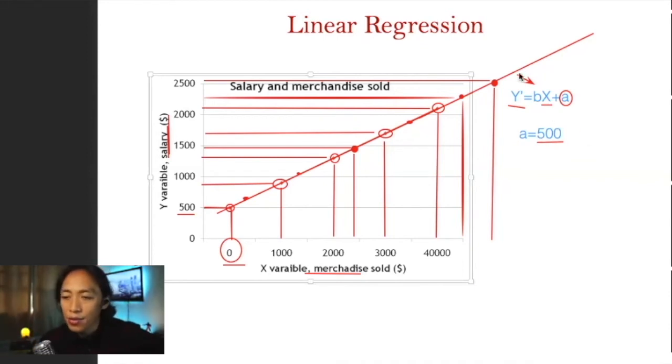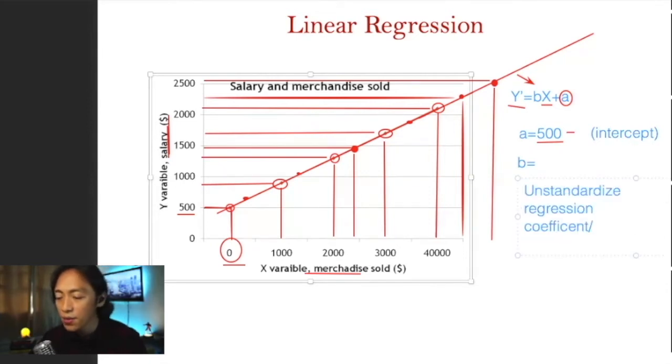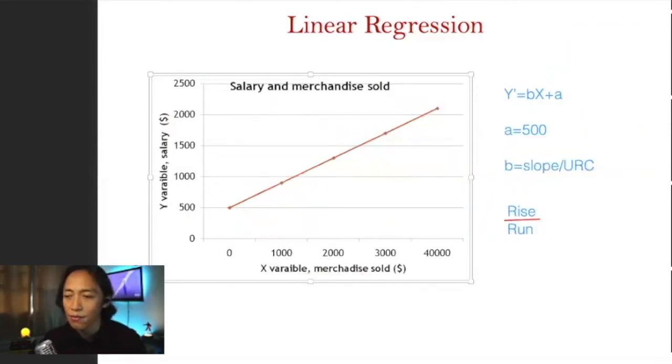So a is also known as the intercept. And I'm telling you this because in the regression result, you will encounter this term, the intercept. Now, what about b? In some equations, it's also referred to as m, but for consistency, let's just refer to it as b. So b is actually what I was referring to a while ago. b is your unstandardized regression coefficient. It also goes by the name of slope. Now, how do we compute for slope? When you were in high school, what was the mnemonic to compute for slope? All right, very good. Rise over run. And how do we exactly compute for rise over run?